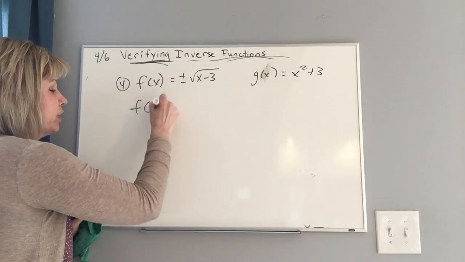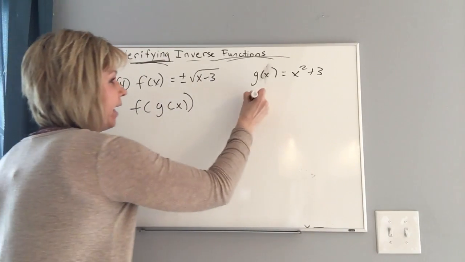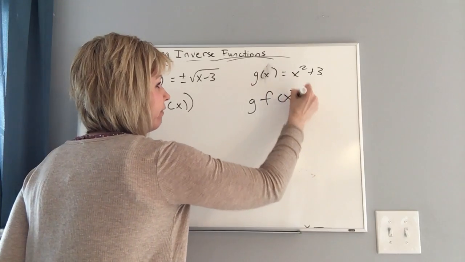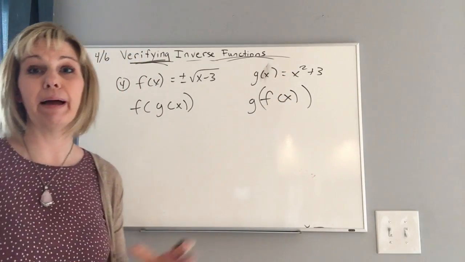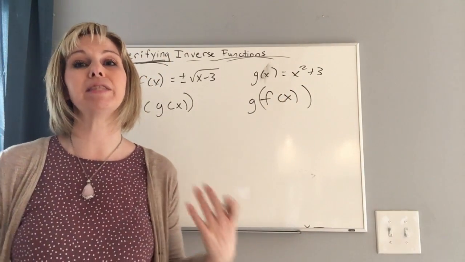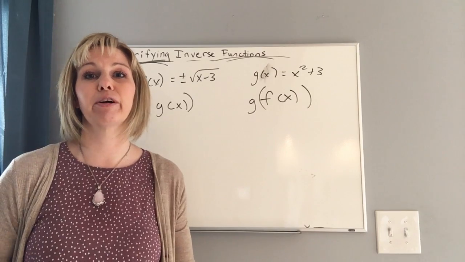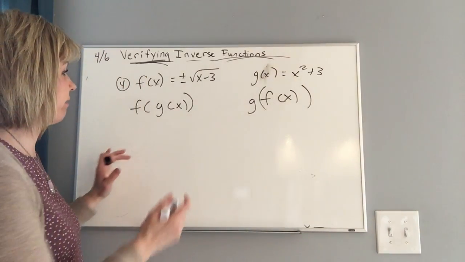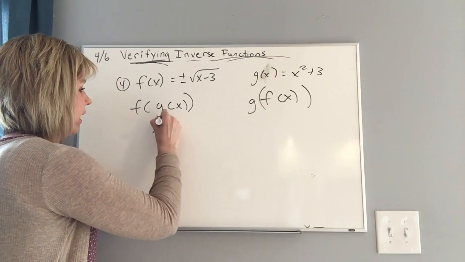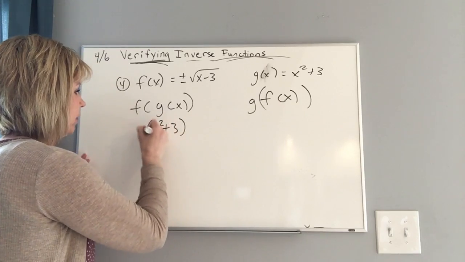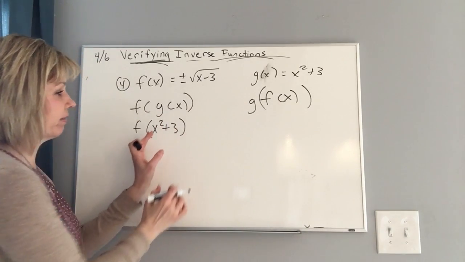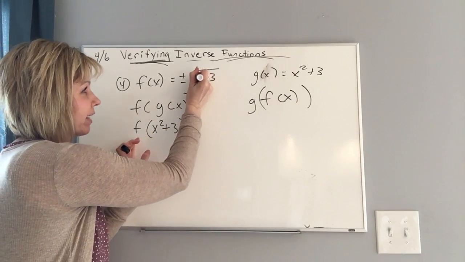f of g of x and g of f of x. So we need to find both. Make sure you show me, unless you see that one of them isn't the inverse, then you can stop. g of x, we've got x squared plus 3. So make sure when you look at that, you're putting that in for the x here.